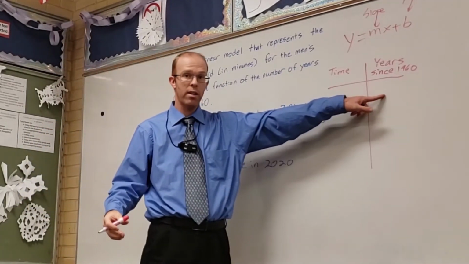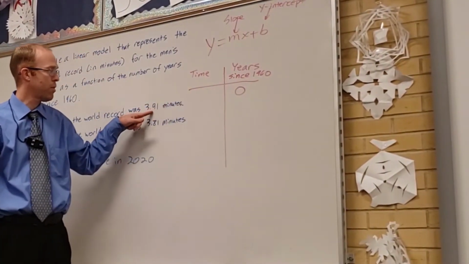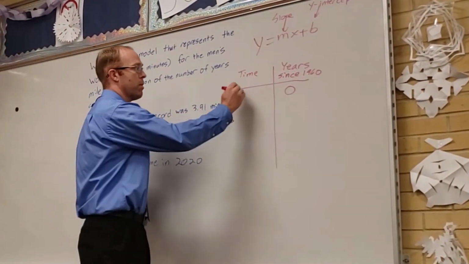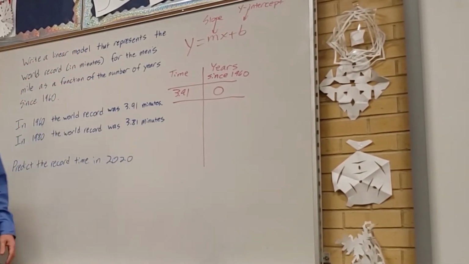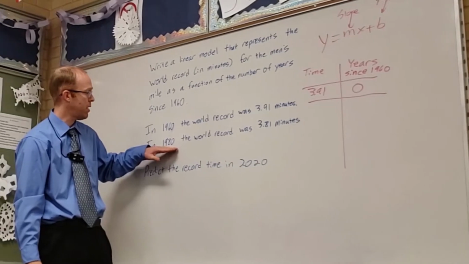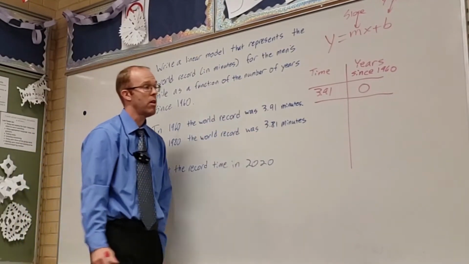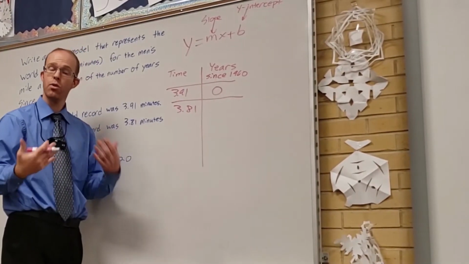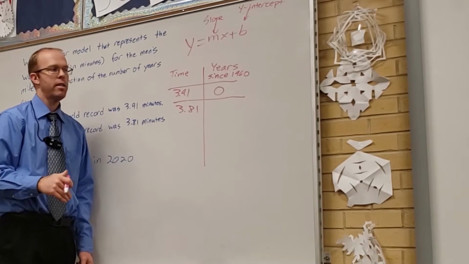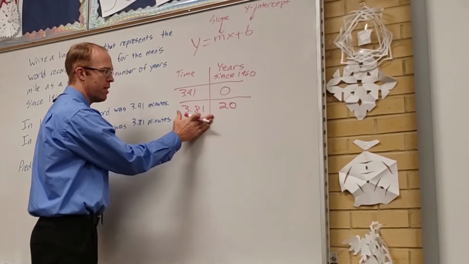All right. 1960 is 0 years since 1960. So for this value, we have 0. For our time, it's 3.91 minutes right here. So I'm going to put 3.91 minutes, and we've got our first data point right there. Our second data point comes in 1980, says the world record was 3.81 minutes. So we're going to write 3.81, and 1980 was 20 years after 1960, so that gives us a value of 20 for our years since 1960.